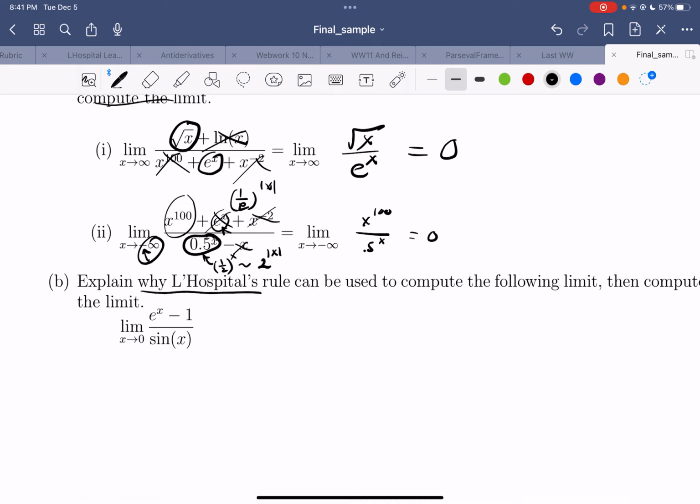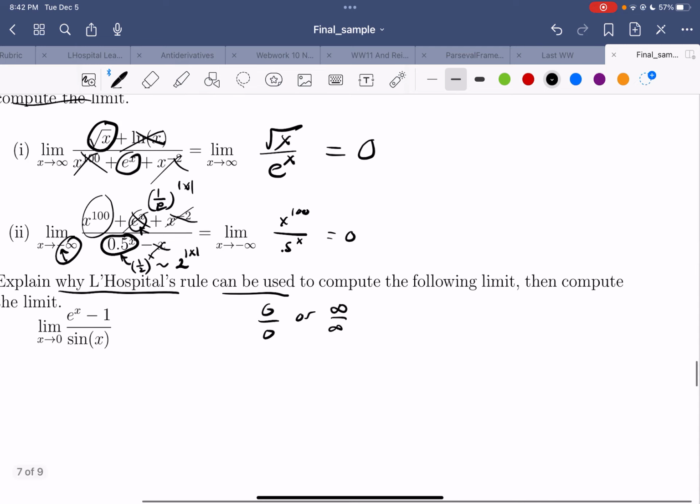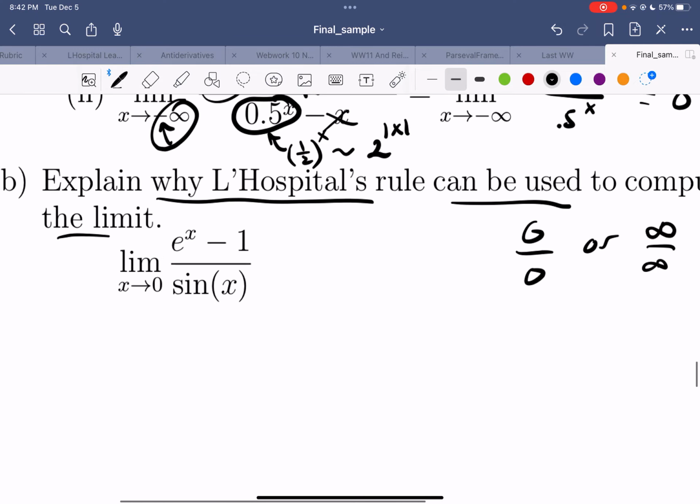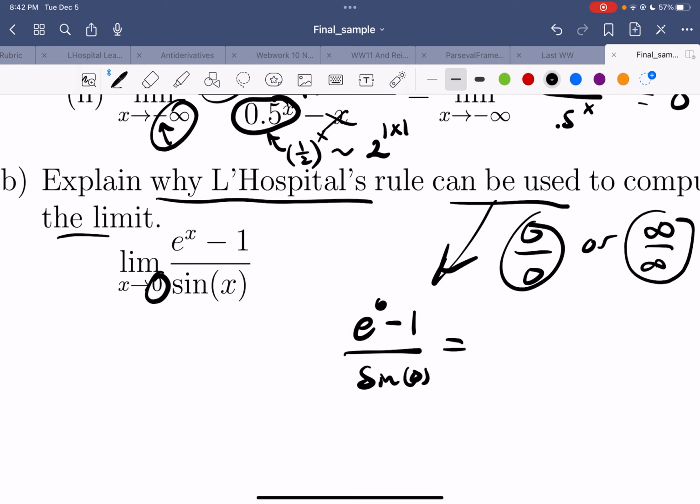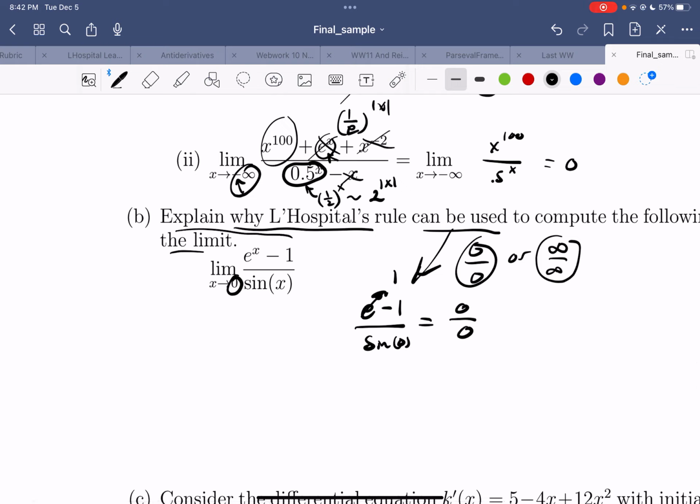Okay, explain why L'Hopital's rule can be used. Oh, so we should be thinking 0 over 0 or infinity over infinity to compute the following limit. Then compute the limit. Okay, so why can it be used? Here's the rule. You plug in the x value, e to the 0 minus 1 over sine 0. And if you get either this or that, 0 over 0 or infinity over infinity, it can be used. So that's what we want to check. e to the 0 is 1. 1 minus 1 is 0. Sine of 0 is 0.